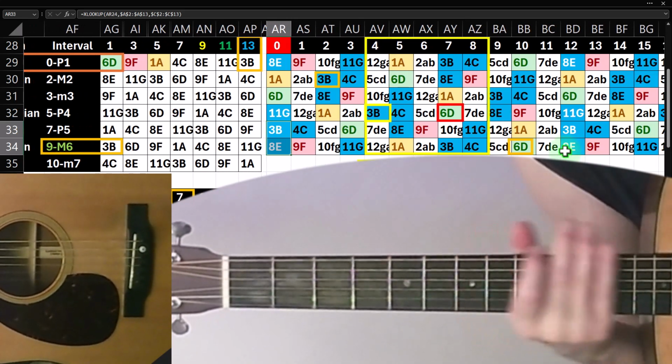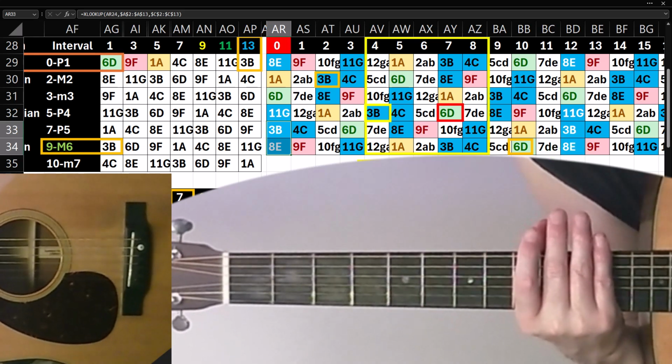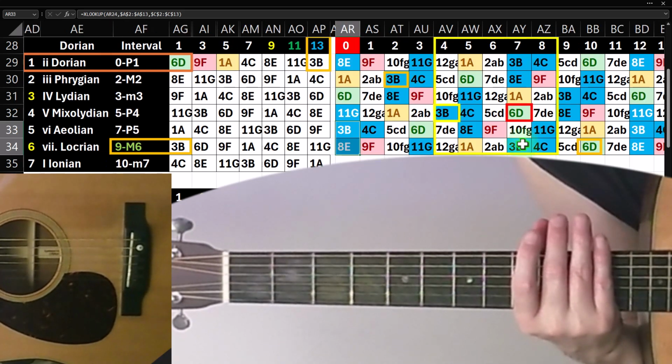Because the frets are smaller on this part of the guitar. So even though you're going 6 frets up.